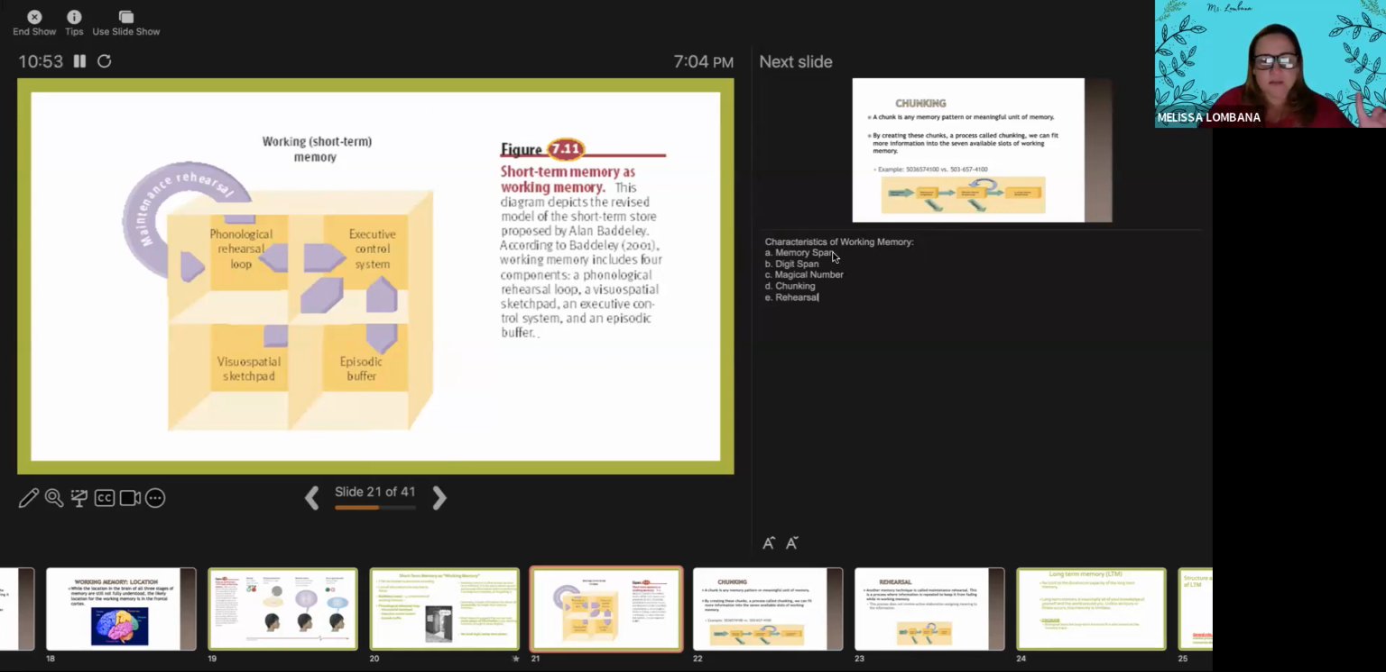Memory span is basically the number of items a person can remember, and we're writing this down, right? So it's the number of items a person can remember and repeat back using attention, okay, and their short-term memory. So they figured out that the way to test this memory span is by using digits, and we call that digit span. And that's basically how many numbers can you remember and repeat back.